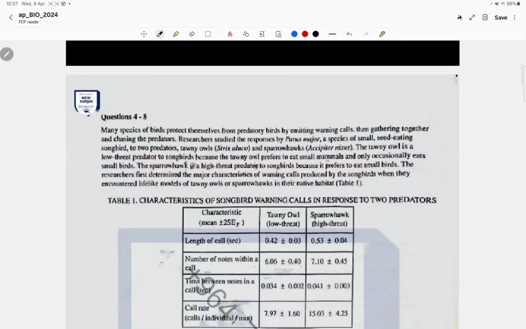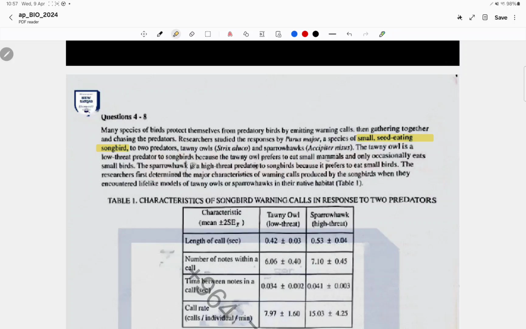Many species of birds protect themselves from predatory birds by emitting warning calls, then gathering together and chasing the predators. Researchers studied the responses by Parus major, a species of small seed-eating songbird, to two predators, tawny owls and sparrowhawks. The tawny owl is a low-threat predator to songbirds because the tawny owl prefers to eat small mammals, right? So tawny owl is not a big threat to the songbirds. That means that they probably won't spend too much time emitting warning calls toward it.